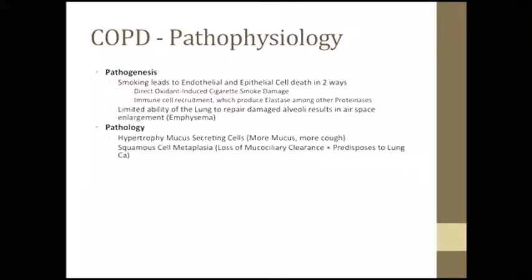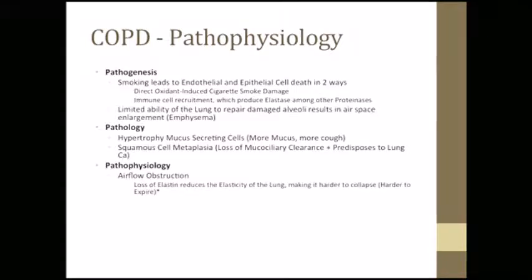So pathology-wise, we have hypertrophy of your mucus-secreting cells, so that means more mucus, more cough, and you have squamous cell metaplasia. So it changes your pseudocolumnar ciliated epithelium to that of squamous cells, so they lose their cilia, so you can no longer get rid of this increased mucus, which is caused by hypertrophy of the mucus-secreting cells. And also, squamous cells are more predisposed to lung cancers as well. So you have squamous cell lung cancers.